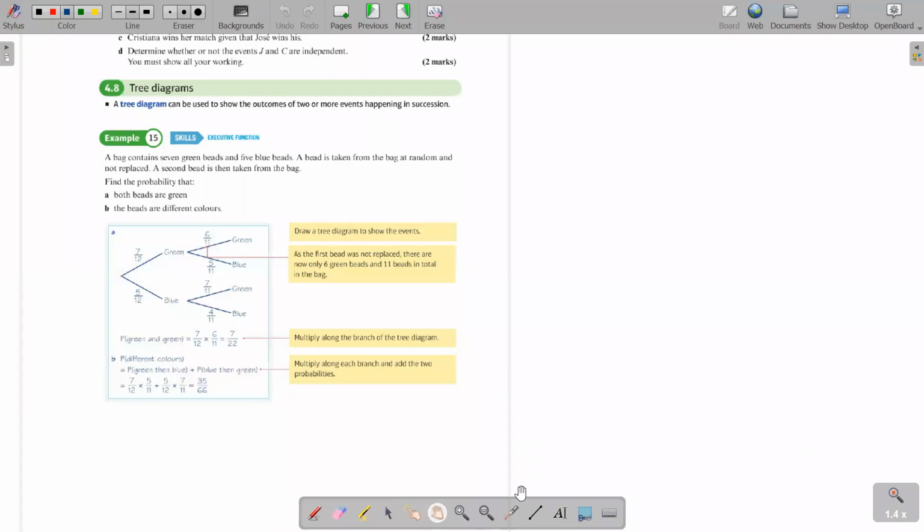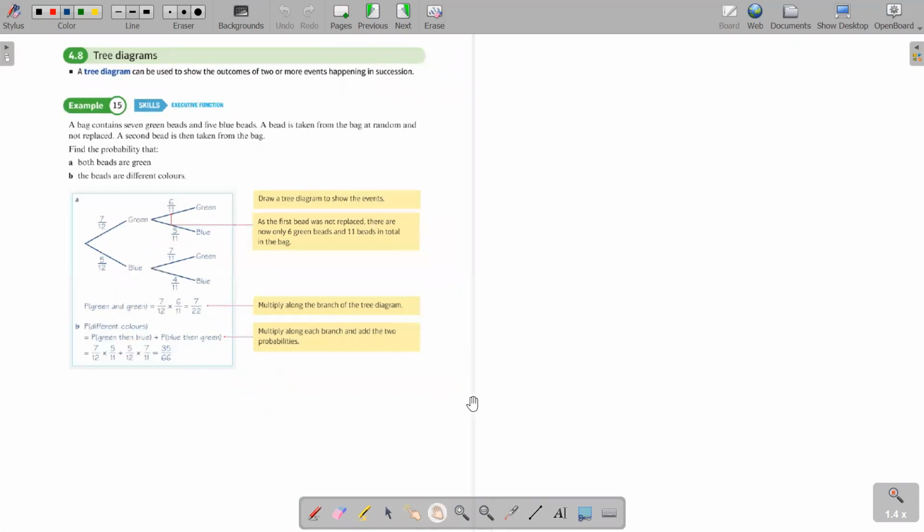All right, guys. So let's start the next topic now. So we'll finally now discuss tree diagrams. We have been learning how to work with Venn diagrams so far, right? Now, tree diagram. A tree diagram can be used to show the outcomes of two or more events happening in succession. So if you have two or more events happening one after the other, successive events, we can use the help of tree diagrams. I think you already have some basic idea about using tree diagrams, but anyway, let's quickly go through the basics.